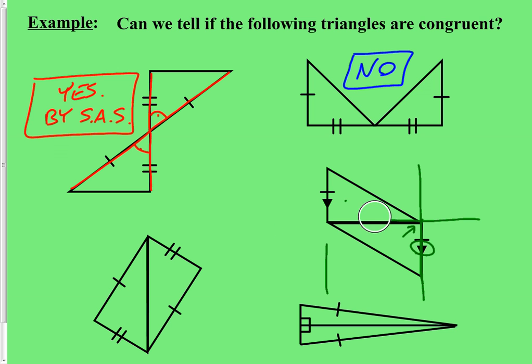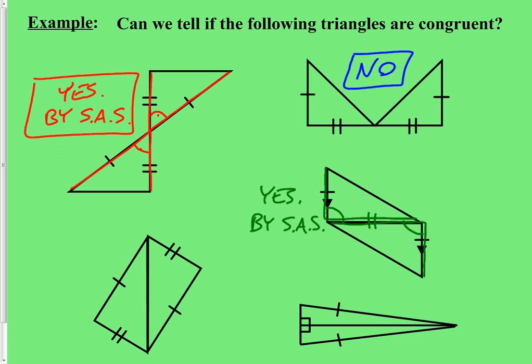Okay, so let me erase some of this doodling I just did all over the picture. And alternate interior angles of parallel lines are always congruent. So using the information we have, a set of sides, then a set of angles, then another set of sides: side, angle, side. Yes. And since we said yes, and we are using one of the shortcuts, we absolutely must identify which shortcut we used. Otherwise, we're probably going to be counted wrong.